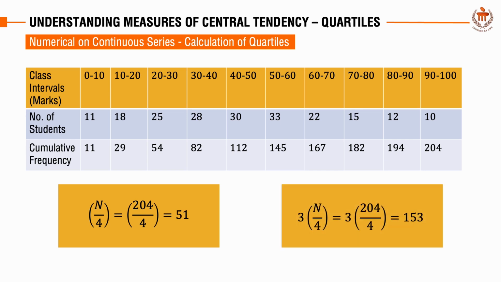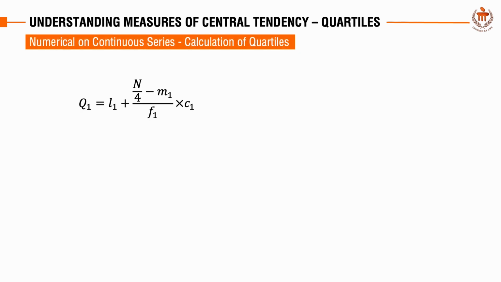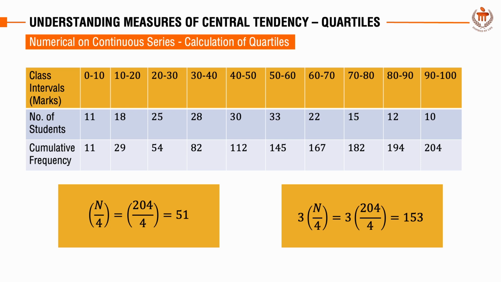And similarly, when I do 3 into n by 4, I'll get the value 153. So 153, the next value would be the class interval 60 to 70. The frequency is 22. Okay, so this is the formula of quartile 1: L plus n by 4 minus the cumulative frequency before the selected class interval. In this case, the cumulative frequency before the selected class interval for Q1 would be 29, and for Q3 calculation it would be 145.